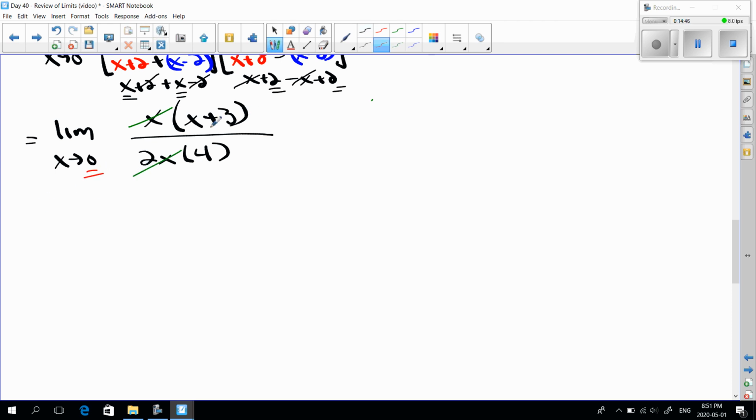You may notice that I've got an x that will cancel from the numerator and the denominator. So once I remove my discontinuity, I can go back to direct substitution. So I've got 0 plus 3 gives me 3 in the numerator. 2 times 4 gives me 8 in the denominator. 3/8 is the final answer.